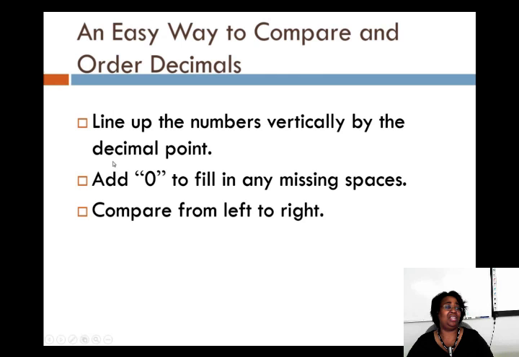Now, there is a really good strategy for remembering or figuring out which number is bigger. Line up all your numbers vertically. That means up and down, like buttons on a shirt or a zipper, up and down. And add zeros to fill in any missing places. Then compare the numbers from left to right. And you can read the numbers and see which one's bigger or which one's smaller.